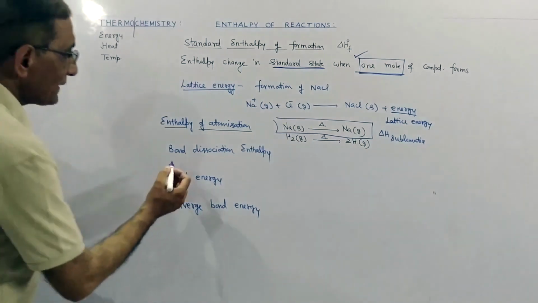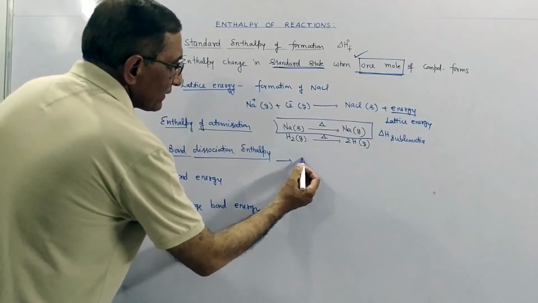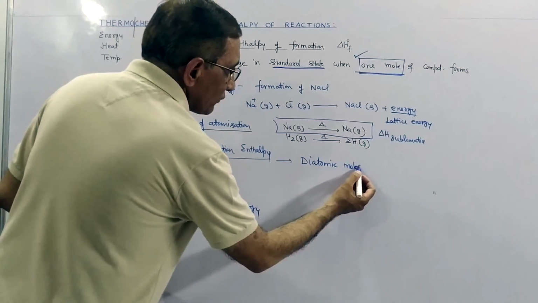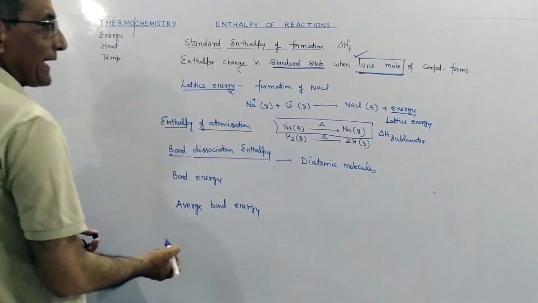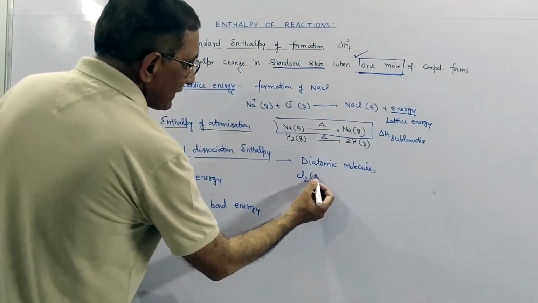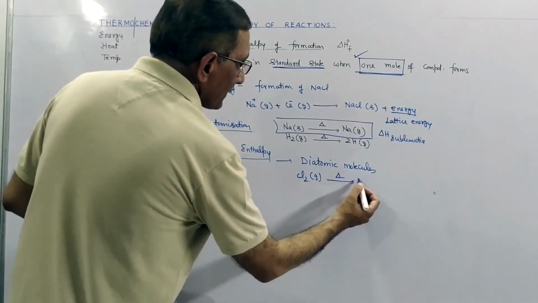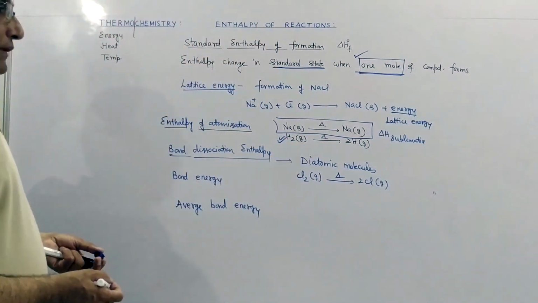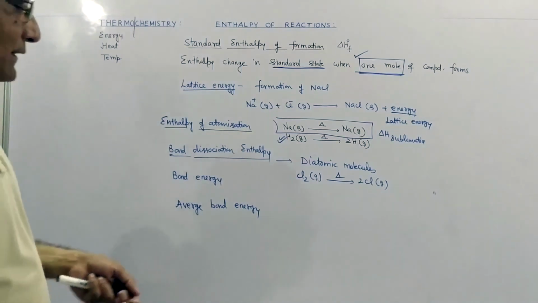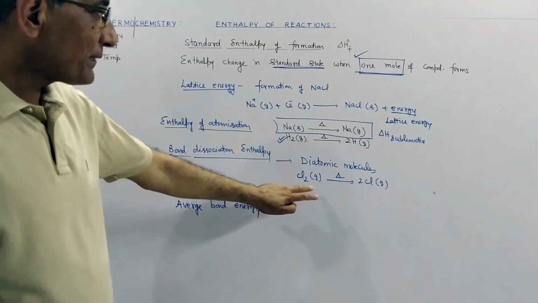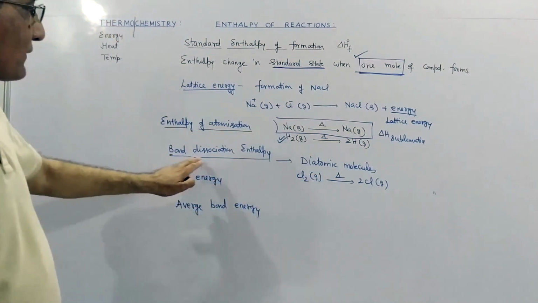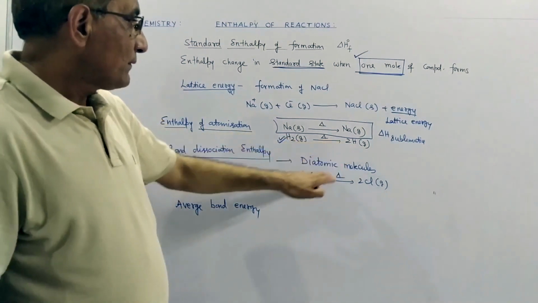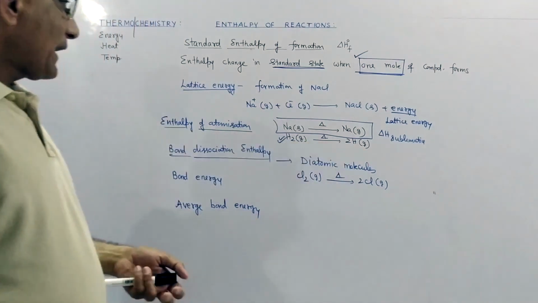Now what is bond dissociation enthalpy? This term you have to use in case of diatomic molecules. In case of diatomic molecules, if we have Cl2, we provide energy, then it will convert to Cl. Similarly in this case also. So in case of a diatomic molecule, the energy needed to dissociate the bond present between atoms is called bond dissociation enthalpy, and this you can also say is enthalpy of atomization because from a molecule we are converting to atoms.